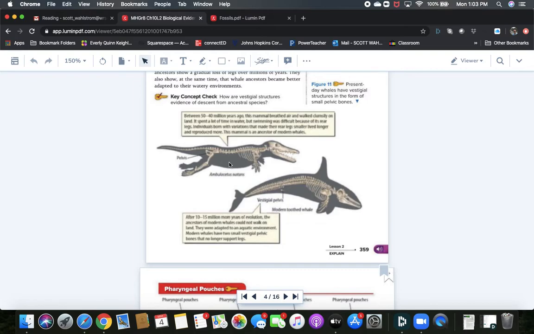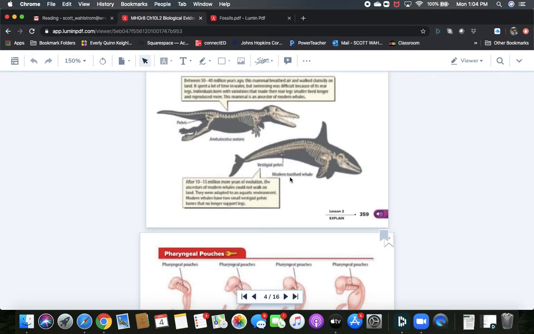this mammal breathed air and walked clumsily on land. It spent a lot of time in the water, but swimming was difficult because it had legs. Individuals born with variations that made their rear legs smaller lived longer and reproduced more. This mammal is an ancestor of modern whales. The front appendages were flippers, but these were still leg-like structures.